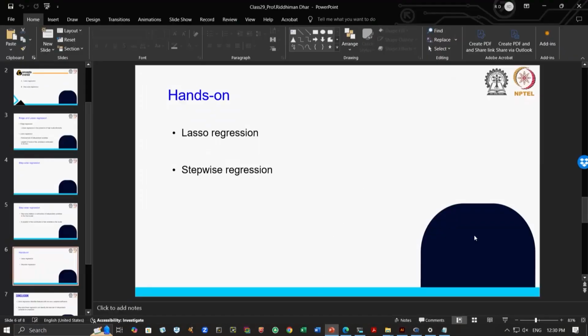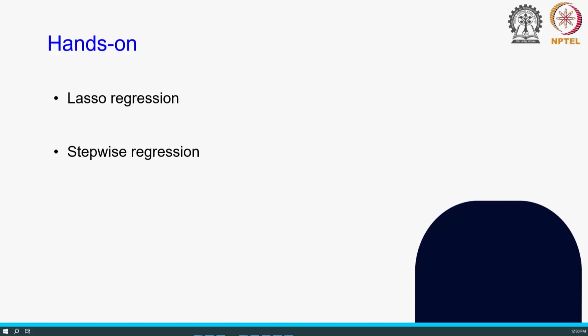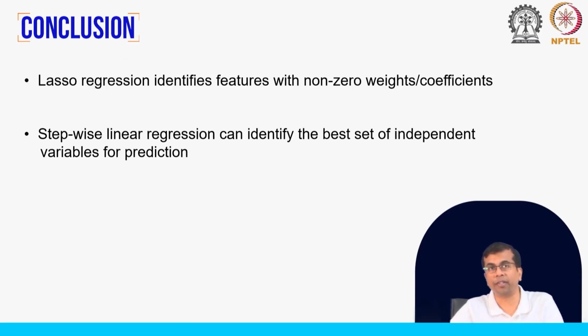Let us go back to the presentation and I will just summarize. Lasso regression identifies features with non-zero weights or coefficients, and we took those features and built our model for prediction. We then added the stepwise linear regression model on the lasso data, which can identify the best set of independent variables out of those 55 or 56 variables that lasso identified. Out of those, stepwise linear regression identified 24, 25 variables that gave us much improved performance in terms of predictive power as well as explaining the variation in the training data.